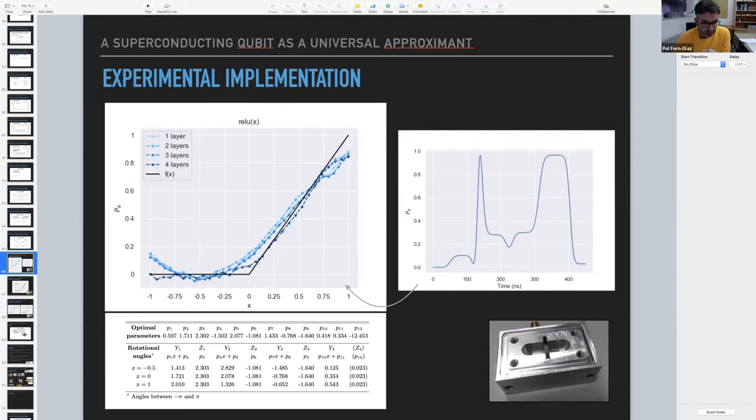And here I'm just showing an example of what the gates look like for different values of x. So for x equals minus 0.5 here, these are the angles in radians of the rotations that we need to implement: y rotation, z rotation, y rotation, z rotation, and so on. And so these are the kind of angles.